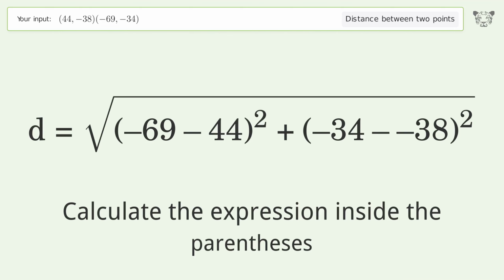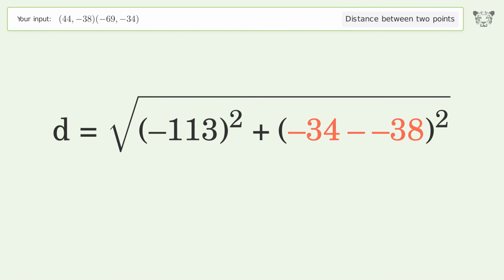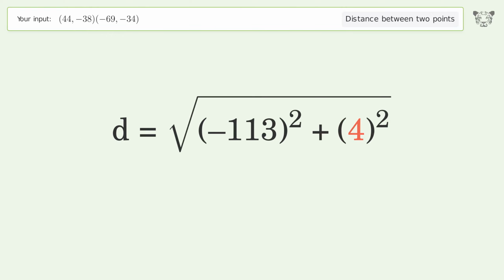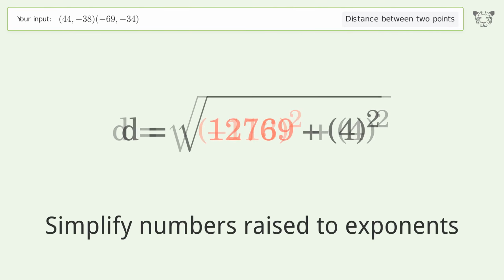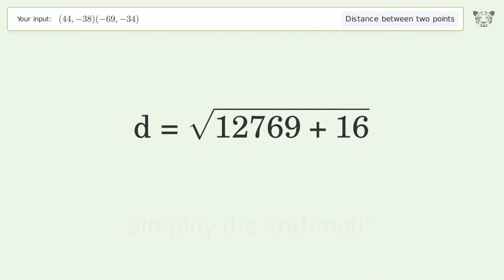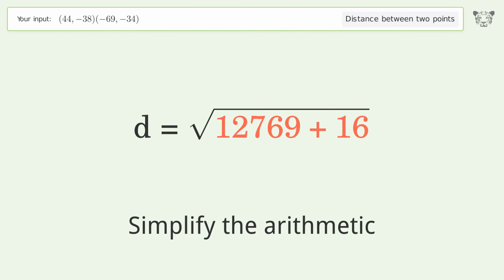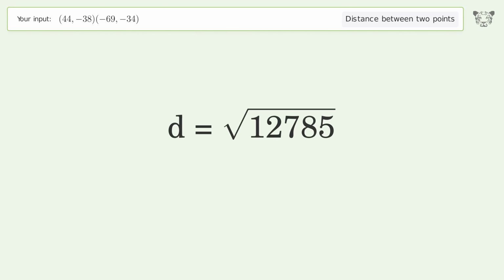Calculate the expression inside the parentheses. Simplify numbers raised to exponents. Simplify the arithmetic. And so the distance between the 2 points is the square root of 12,785 or 113.071.